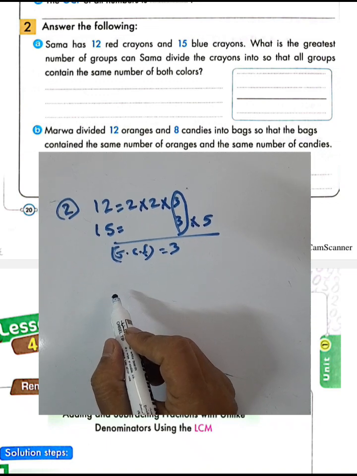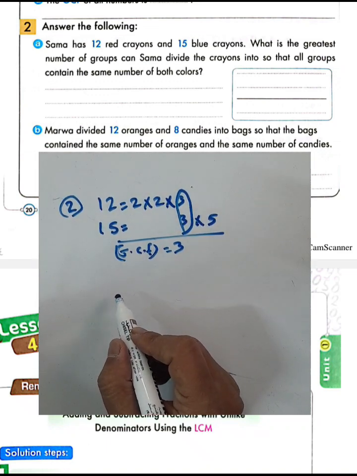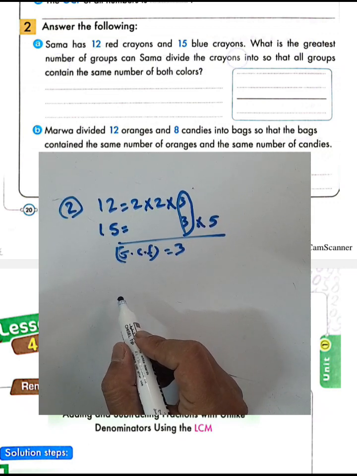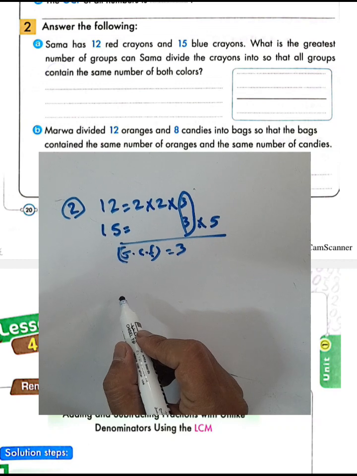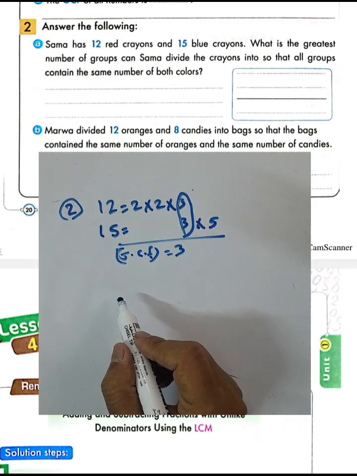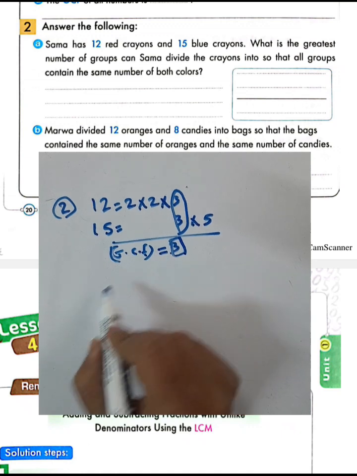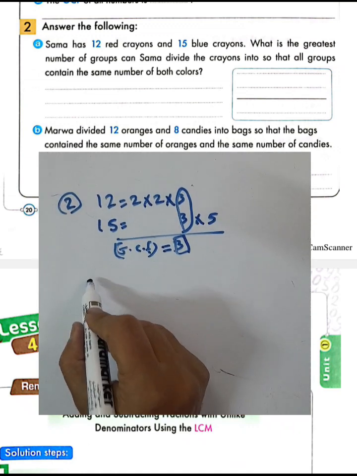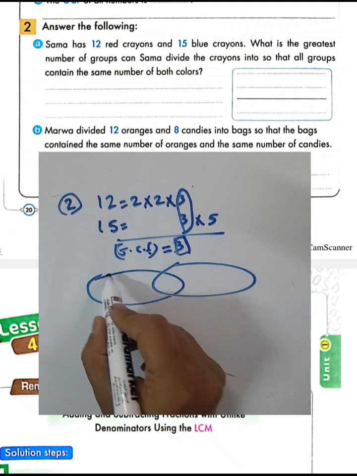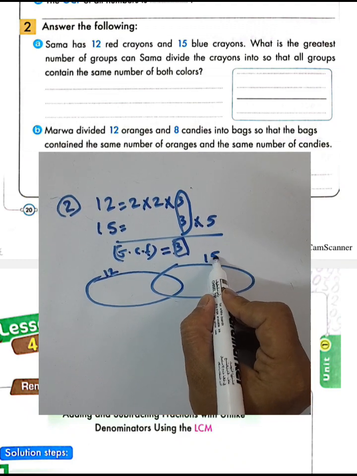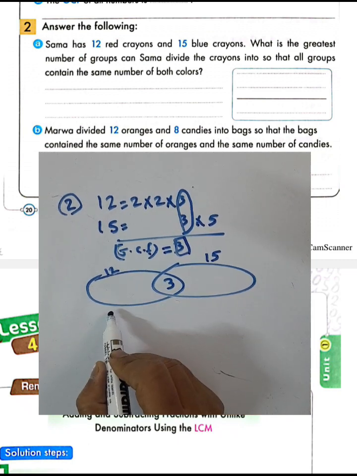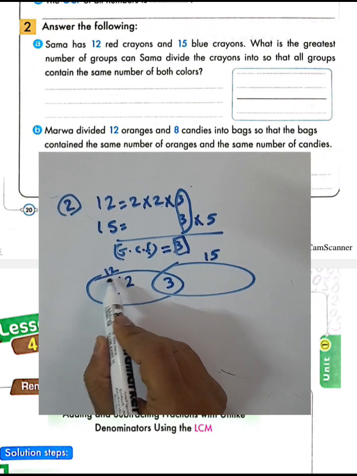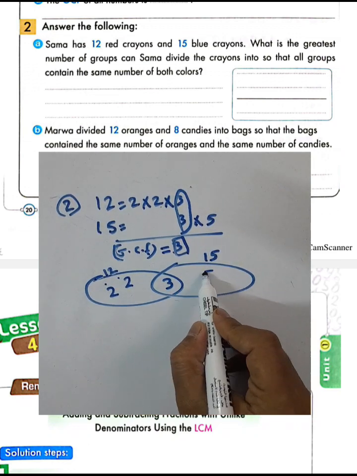Then what is the greatest number of groups Sama can divide the crayons into so that all groups contain the same number of both colors? So here it is 3. Okay, the result will be equal to 3. Understood? We can draw a Venn diagram. First number 12 and second number 15. The highest common factor between them equals 3. 12 equals 3 times 2 times 2, and 15 equals 3 multiplied by 5.